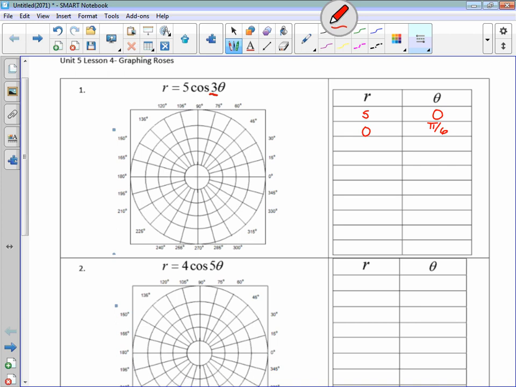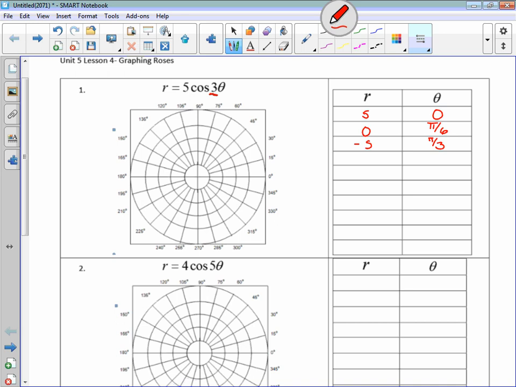Okay. All right. Pi over 4 I could do. I don't think I really want to do any of the over 4s. It's going to be kind of ugly. So let's jump to pi over 3. So 3 times pi over 3, that's really just pi, right? So what do I get for R? Negative 5.